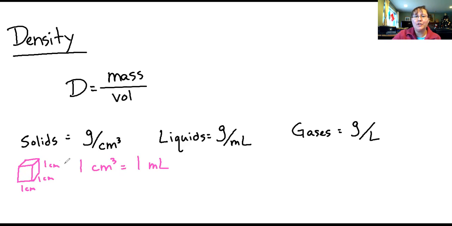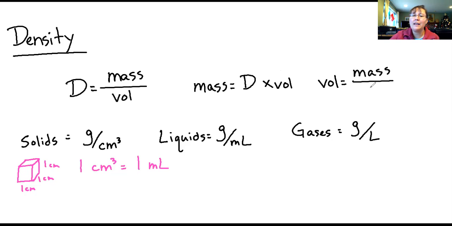Okay, so let's do a very simple density problem. But before we do that, actually, I want to turn this around because I know that it's been quite a long time since some of you have had a lot of math. So I'm going to go through this section kind of slowly. Now, if density is equal to mass divided by volume, if we wanted to solve for mass, then our mass would be equal to our density times our volume. And if we wanted to solve for volume, then our volume would be equal to our mass divided by our density.